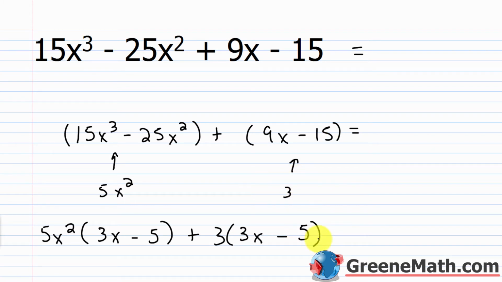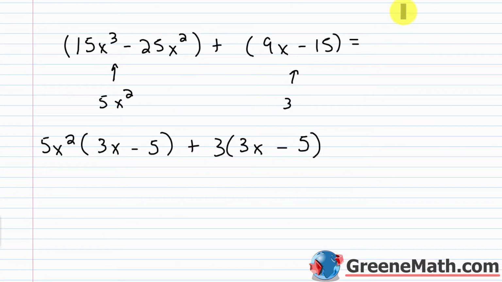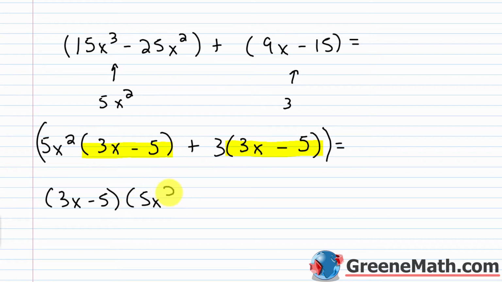So we can see that immediately we have a common binomial factor. We have 3x minus 5, and we have 3x minus 5. So we're going to pull this out. Imagine I have parentheses around the whole thing, and I pulled out the 3x minus 5. What would be left inside? Well, I'd have a 5x squared plus a 3, because this was pulled out. I can just draw an arrow down here. That's pulled out, put outside. That's what's left inside, the 5x squared plus the 3. So we have successfully factored this by grouping.